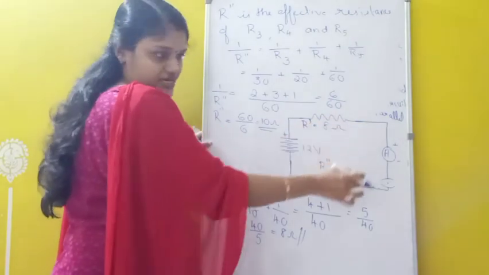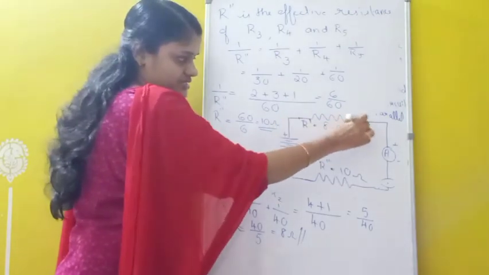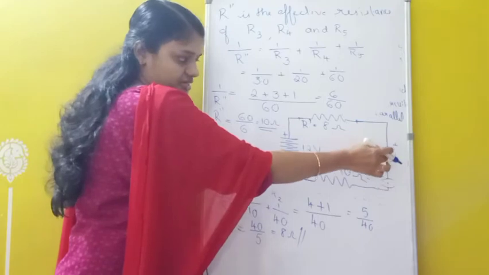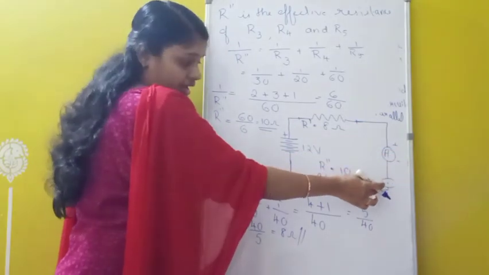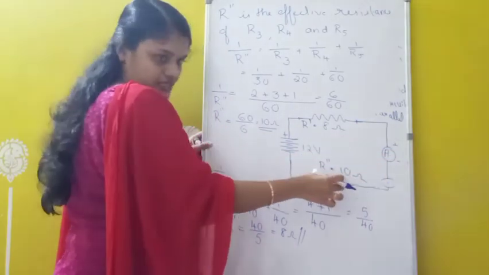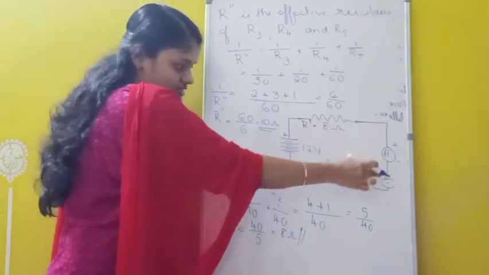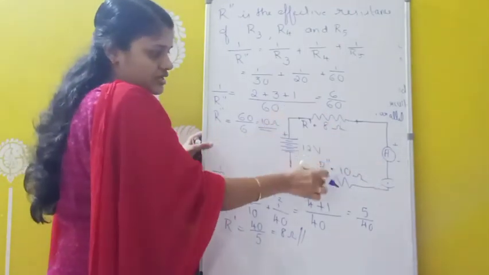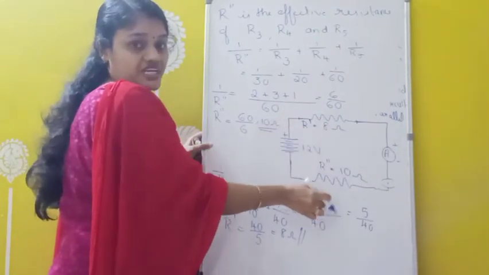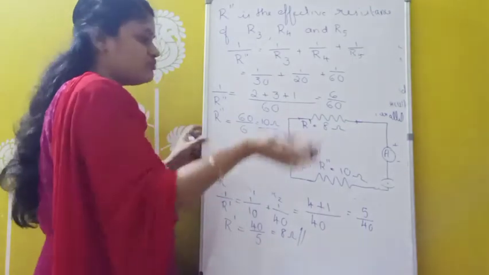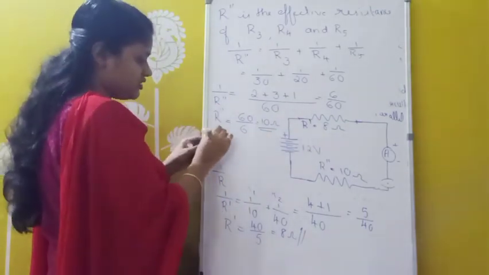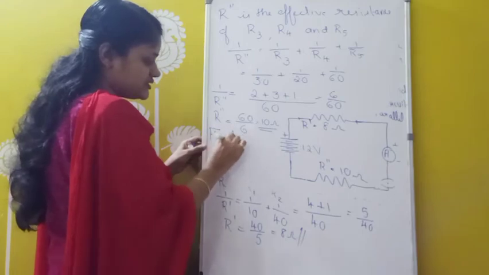These are end-to-end connection because to the end of this resistor we are connecting one ammeter, and to the end of the ammeter we are connecting a key, and to the end of the key we are connecting another resistor. That means this is an end-to-end connection. That means these two are now in which combination? Series combination. So final effective resistance.